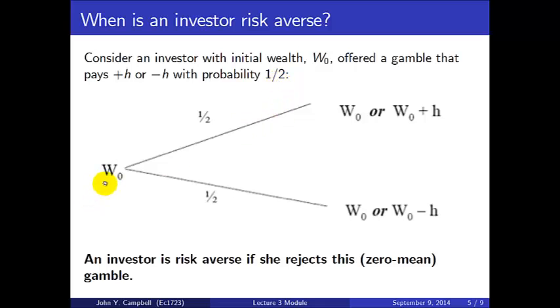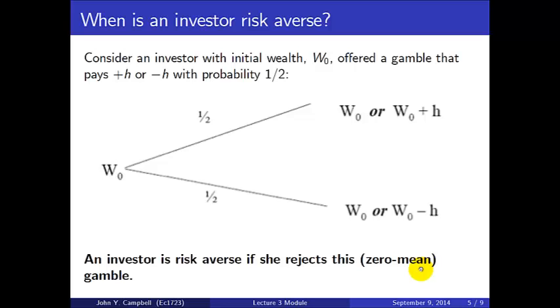So now, in the initial position, the investor has wealth W0 today, and if she turns down the gamble, she can stay with W0, whether it's a head or whether it's a tail. On the other hand, if she accepts the gamble, she's going to have W0 plus H if she wins, and W0 minus H if she loses. An investor is risk averse. This is the definition of risk aversion. If she rejects this gamble that has a zero mean.